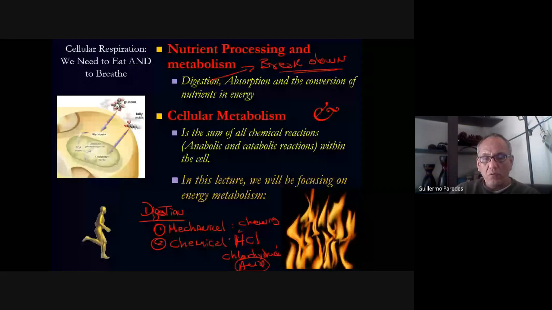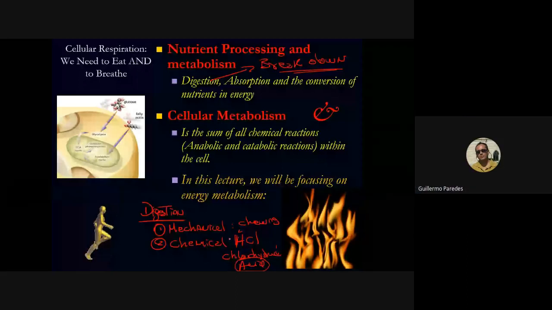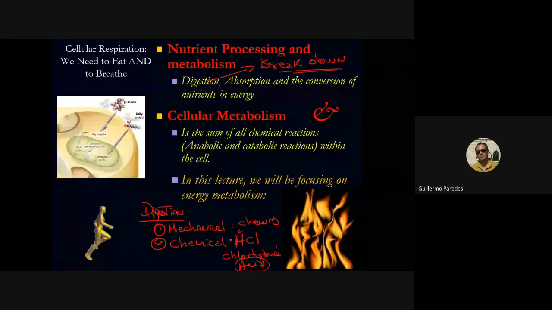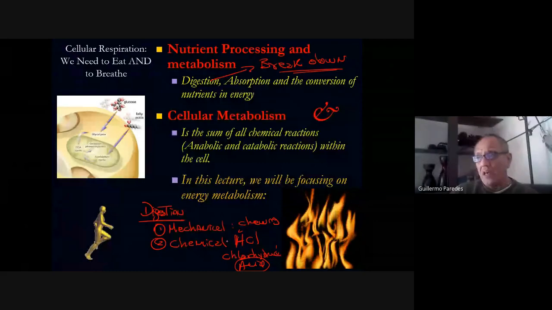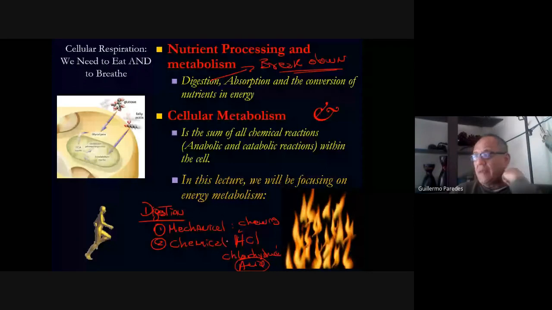There are other substances, right? We have the saliva, we have the amylase, the protease, the lipase, which are chemical substances that are going to cause digestion. So just remember, nutrient processing and metabolism. Metabolism is the goal for this part of the lecture. Processing means the digestion and the absorption. And metabolism is how the body is going to use those nutrients after the absorption.